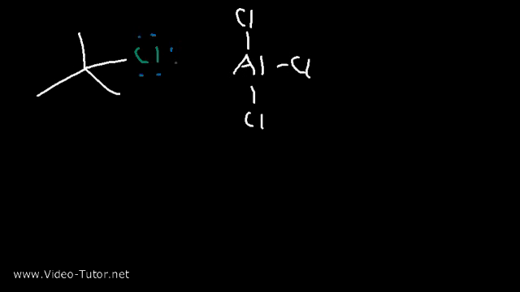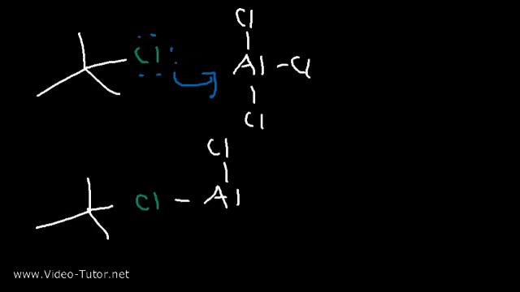The Lewis acid catalyst assists with the formation of a carbocation. Aluminum chloride has 3 bonds, so it has an empty p orbital, which makes it easy for chlorine to donate a pair of electrons to it. When that happens, aluminum is going to have 4 bonds, at which point it's going to have a negative formal charge. Chlorine is going to have 2 bonds, so it's going to have a positive formal charge.